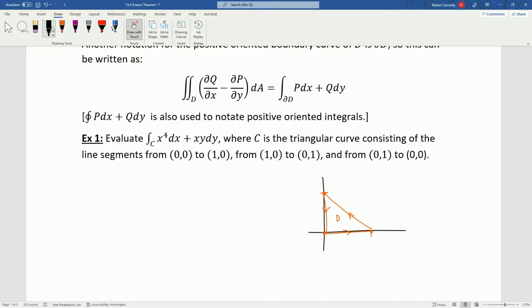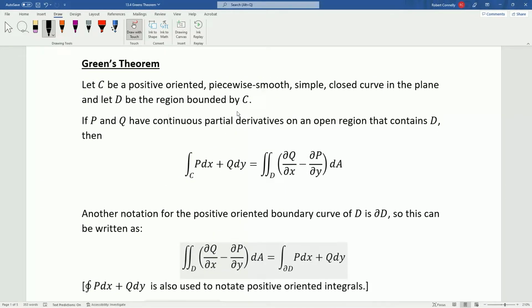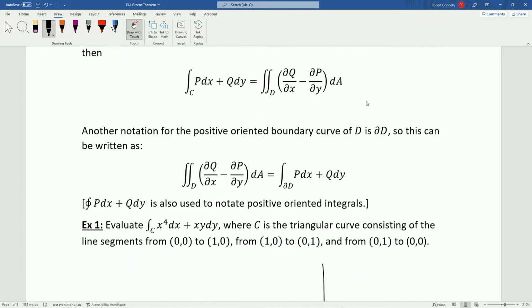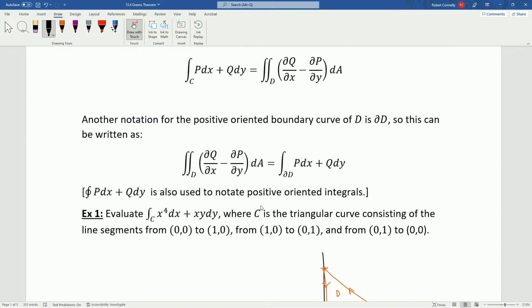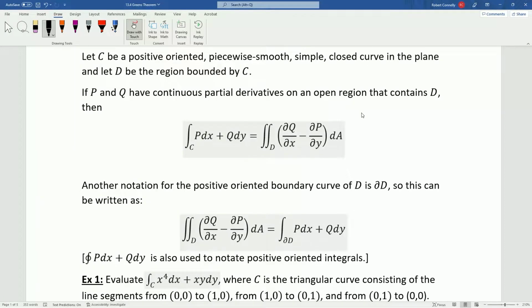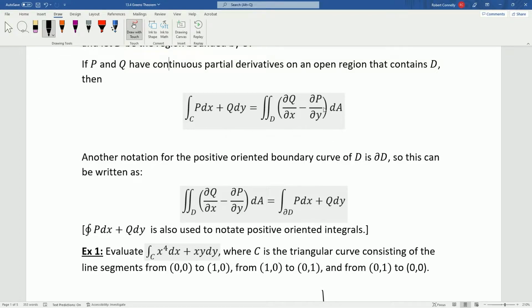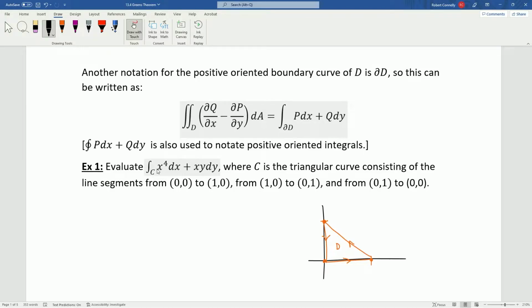So what does Green's theorem tell me I can do? It says, well, first of all, is your curve simple and closed? Yes, it doesn't intersect itself. It encloses a region. Okay, that's good. If P and Q have continuous partial derivatives on an open region that contains D, then these two things are equal. So if you take the partial derivatives of these two functions, you're going to get continuous functions, so that's all fine.